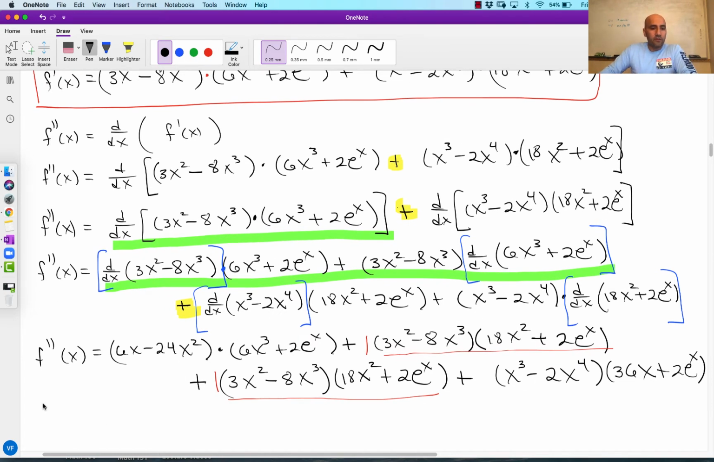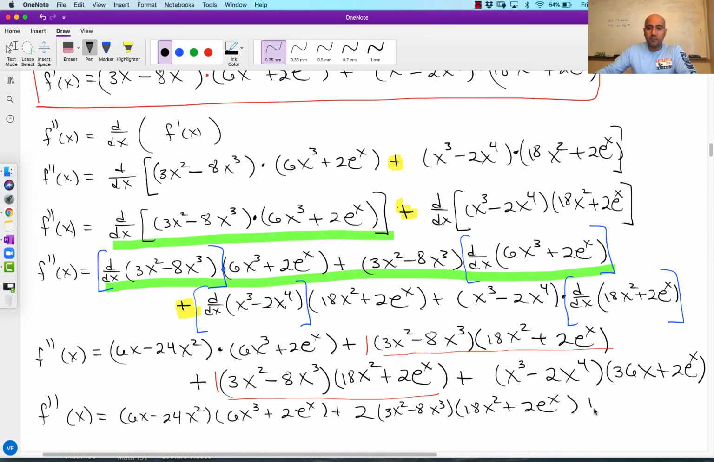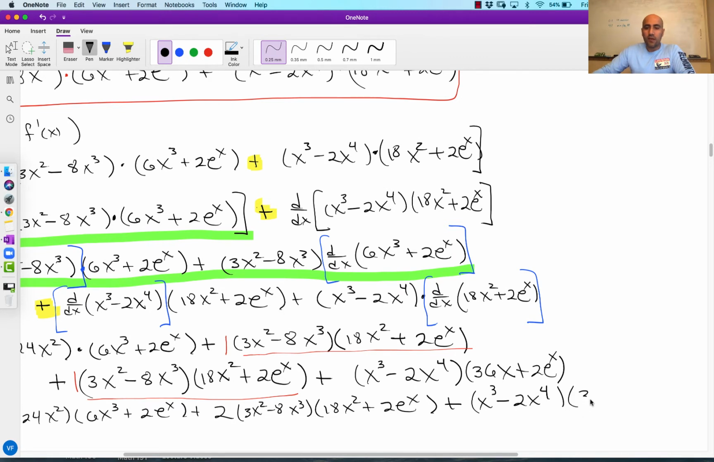So here's my final response. The second derivative with respect to x is equal to (6x minus 24x squared) times (6x cubed plus 2e to the x), plus two copies of (3x squared minus 8x cubed) times (18x squared plus 2e to the x), plus (x cubed minus 2x to the fourth) times (36x plus 2e to the x). Fun.